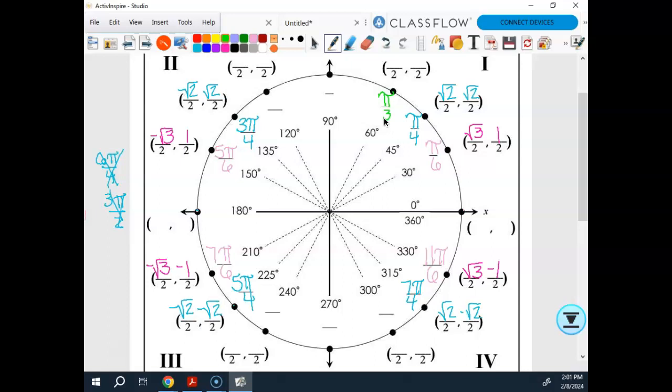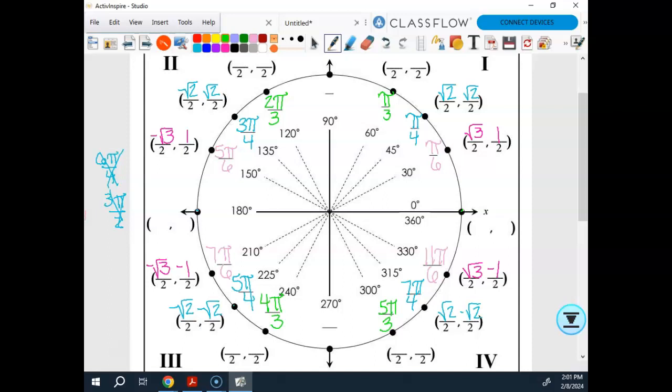What do you think our second quadrant pi thirds angle is? 2 pi thirds. Good. All right. And then what about third quadrant? 4 pi thirds. And fourth? 5 pi thirds. Okay. Everybody good with that? Because this would be 6 pi thirds, and we back up 1. Just always go from the x-axis up or down, and you're good.